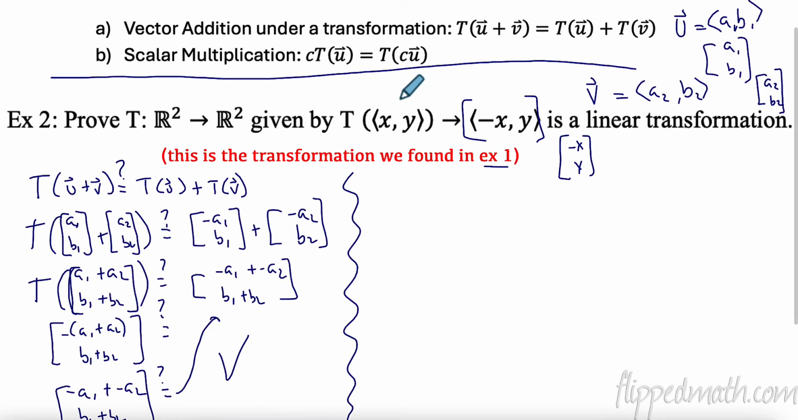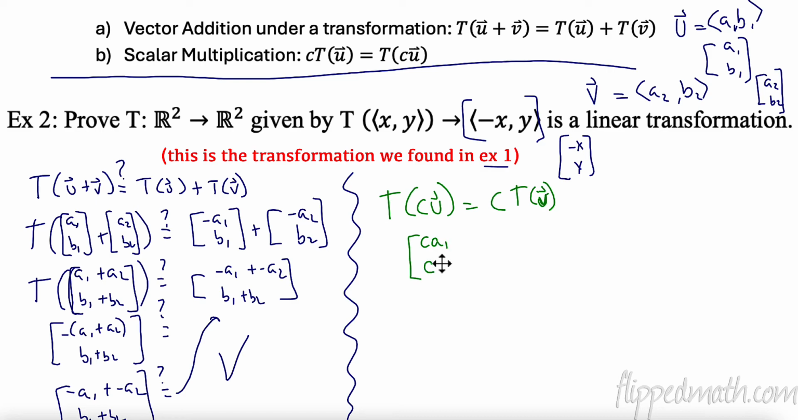All right, now let's see if we can do scalar multiplication. So again, we want to see, is the transformation when I scale my vector equal to scaling when I transform it first. All right, so let's see here. Over here, I'm going to multiply u by c. So that gives me ca1 and cb1, right? That is the transformation I get. All right, or that's my scalar.